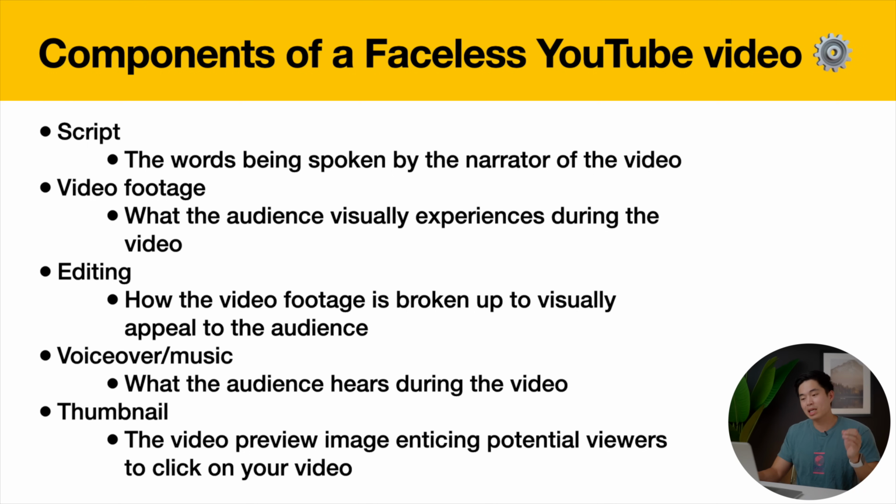Now let's talk about some of the components of a faceless YouTube video, right? This is going to be broken into 5 different parts. And the first one is the script. So of course, that's the words that are being spoken by the narrator of the video. Next, we have the video footage. So that's what the audience is actually seeing when they watch the video itself.